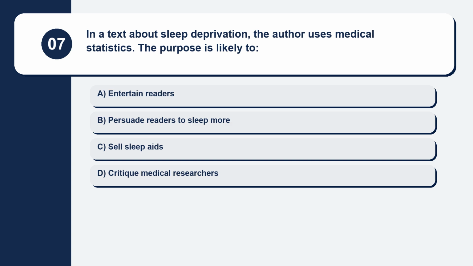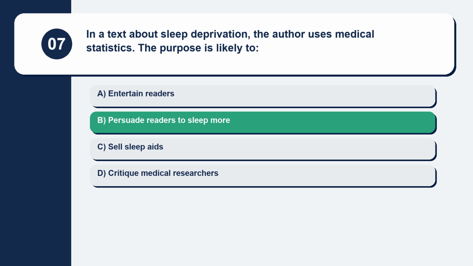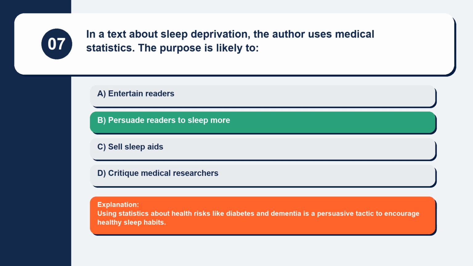Question 7. In a text about sleep deprivation, the author uses medical statistics. The purpose is likely to entertain readers, persuade readers to sleep more, sell sleep aids, or critique medical researchers. Using statistics about health risks like diabetes and dementia is a persuasive tactic to encourage healthy sleep habits.